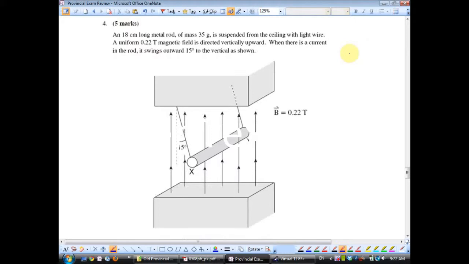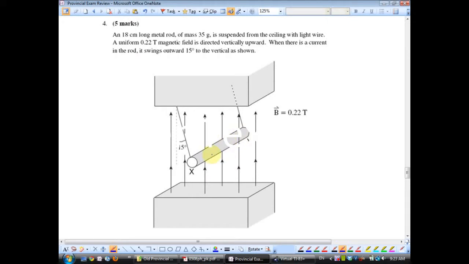Another magnetic forces question. An 18 centimeter long metal rod of mass 35 grams is suspended from the ceiling with light wire. A uniform magnetic field is directed vertically upward. When there is a current in the rod, it swings outward as shown. So if it swings outward like this, which direction is the force acting on this current carrying rod?